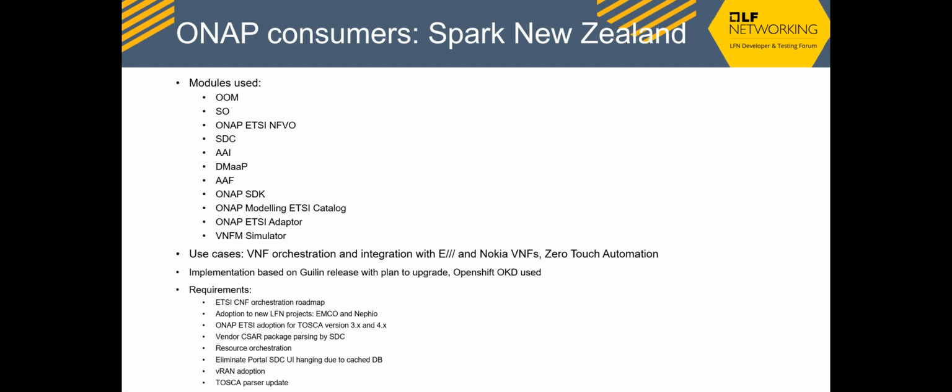But again, it was mentioned about Nephio and ENCO, and interesting about the VRAN adoption, that it's not only ORAN, but VRAN is, for example, interesting for our colleagues in New Zealand. They implemented the Guilin release and plan to upgrade. They use the open source OpenShift version, and they are focusing on the VNF orchestration integration with the Ericsson and Nokia VNFs, and focus on zero-touch automation.